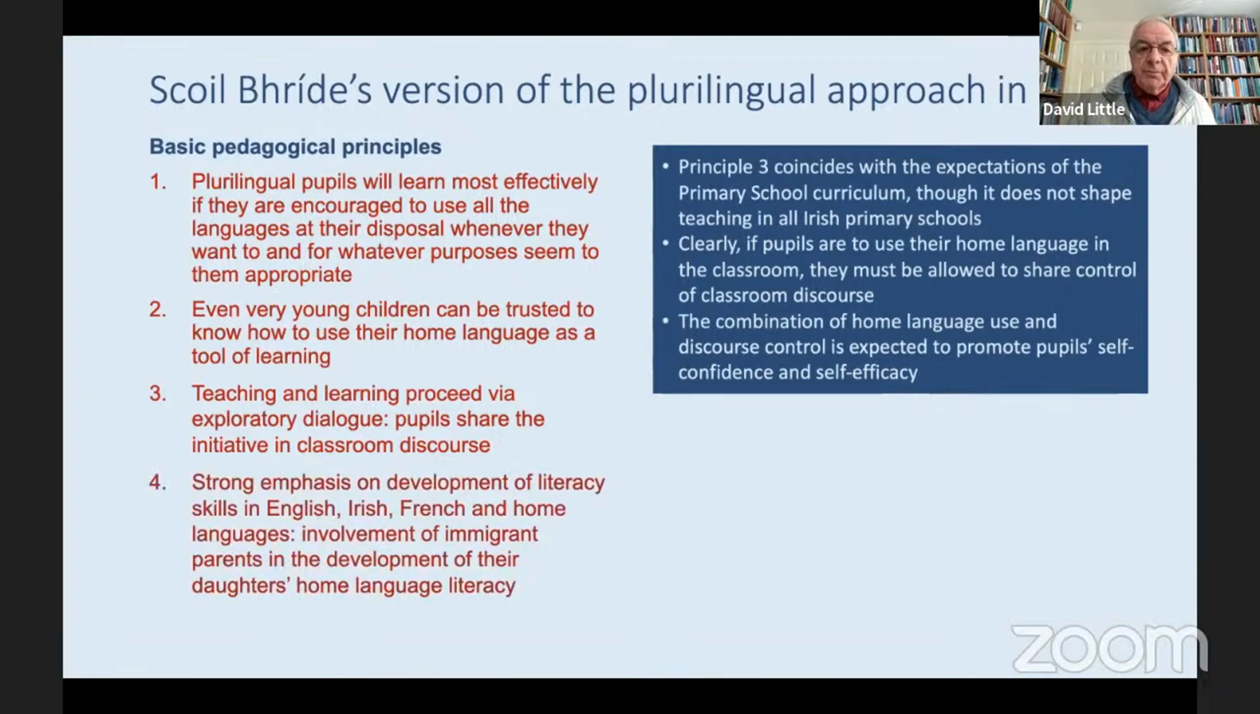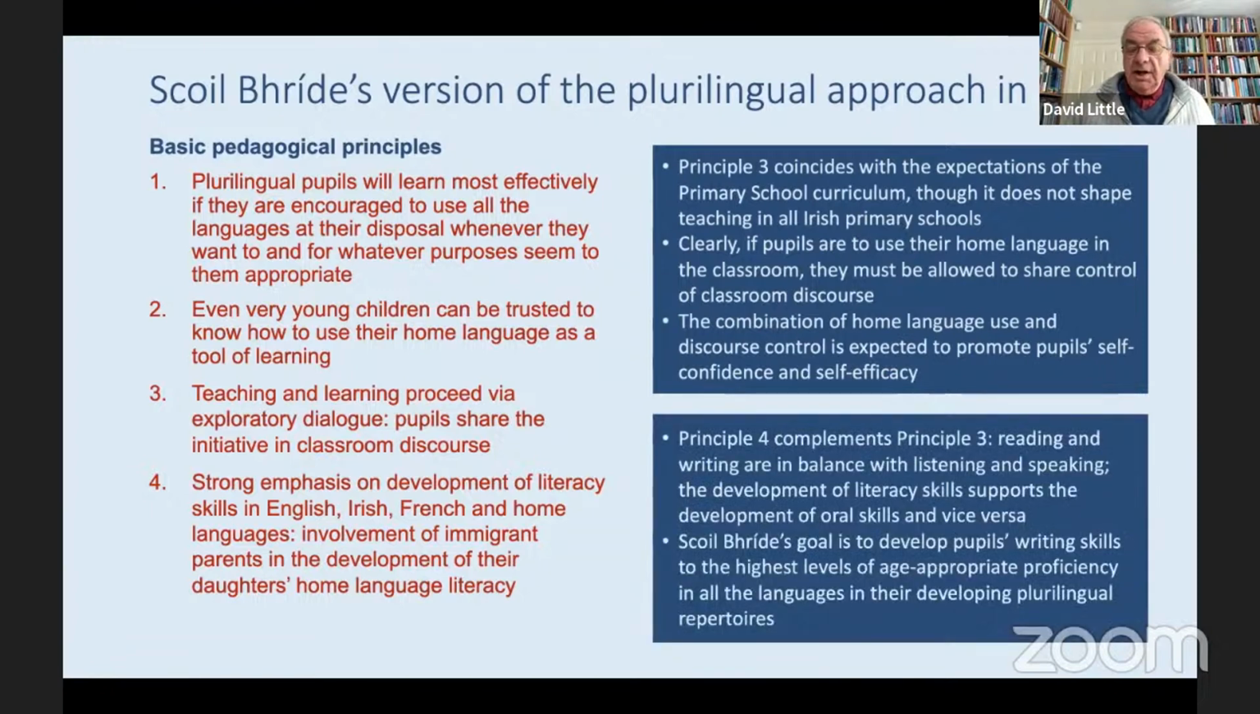And principle 4, a strong emphasis on the development of literacy skills in English, Irish, French, and home languages. And of course, the development of literacy in home languages implies the involvement of immigrant parents. This principle complements principle 3. Reading and writing are in balance with listening and speaking. The development of literacy skills supports the development of oral skills and vice versa. Scoilride's goal is to develop pupils' writing skills to the highest levels of age-appropriate proficiency in all the languages in their developing plurilingual repertoires.